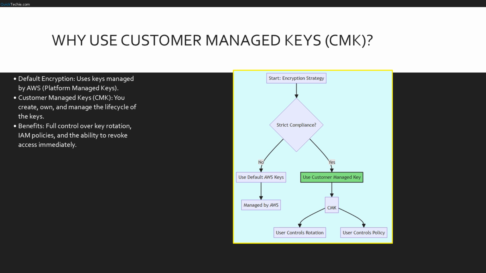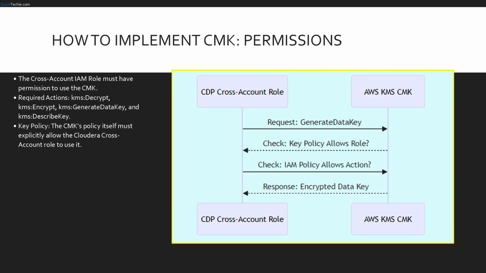This decision tree guides your encryption strategy. If your compliance needs are standard, the default AWS keys path is sufficient and managed entirely by AWS. However, if you answer yes to strict compliance, you move to the Customer-Managed Key path. This grants you the CMK object, giving you direct control over rotation and policy, placing the security reins firmly in your hands. Let's discuss how to set this up.